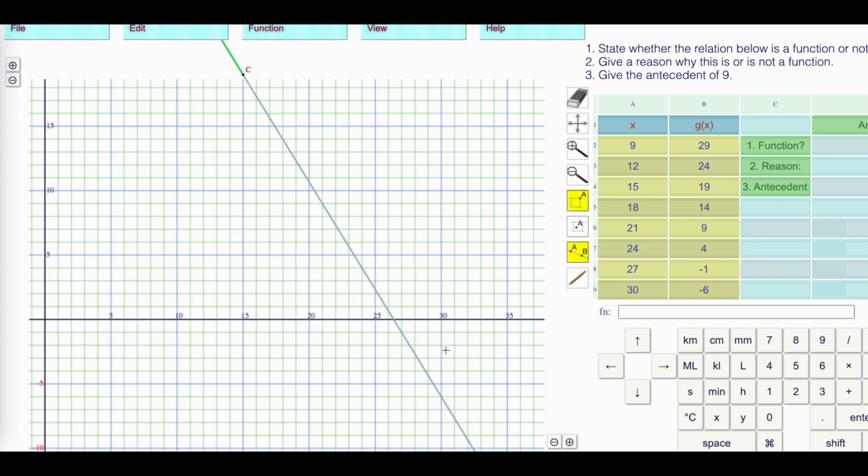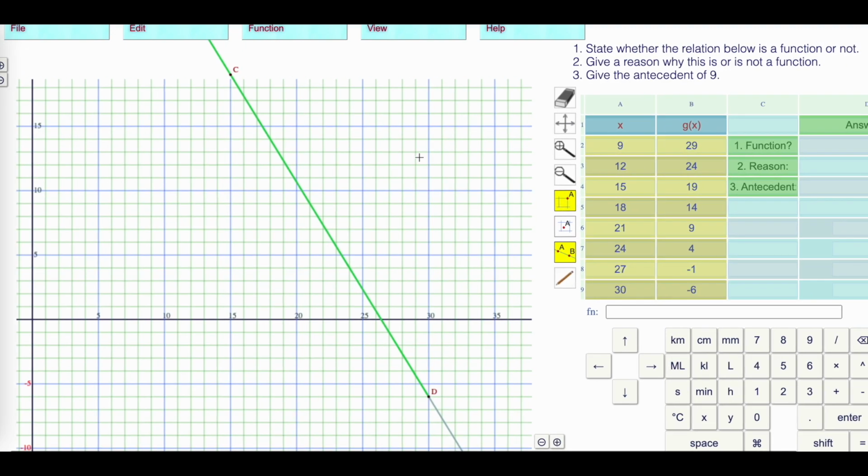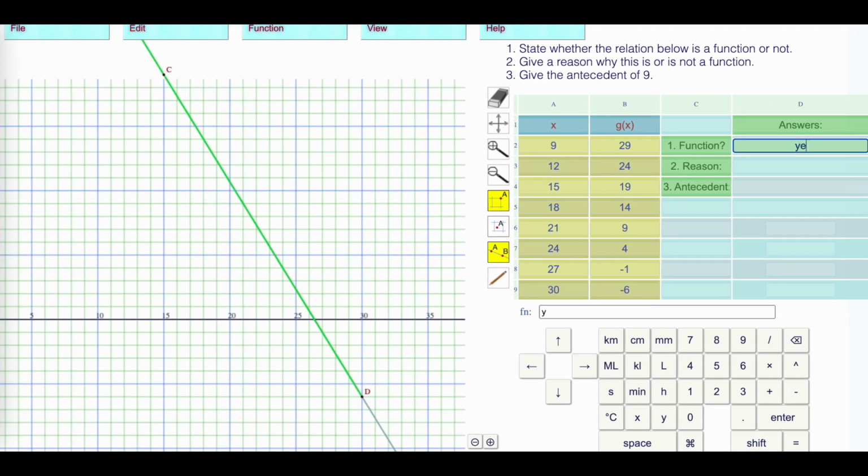I'll go to 30 and -6 and see if that's still on the line. Yeah, it is. All these other points are going to be on the line. It's a straight line. Is this a function? Yes. The reason, it is 1 to 1. The antecedent of 9 is 21.